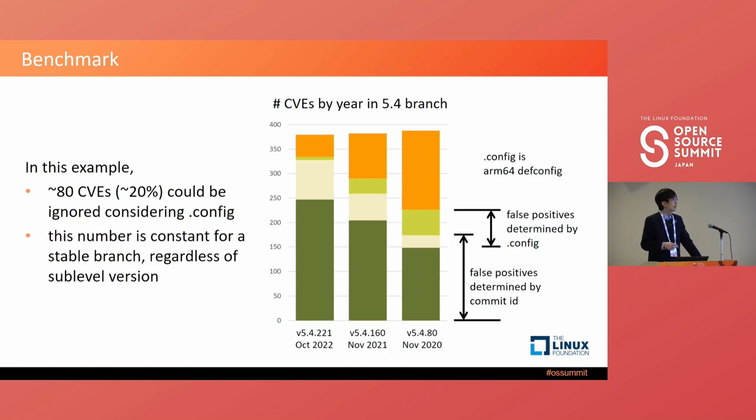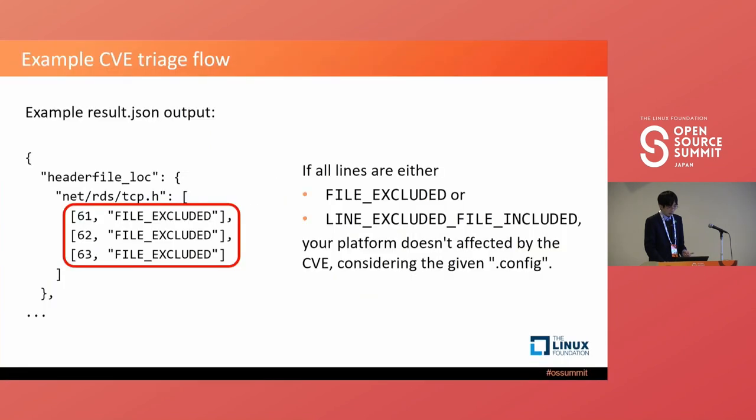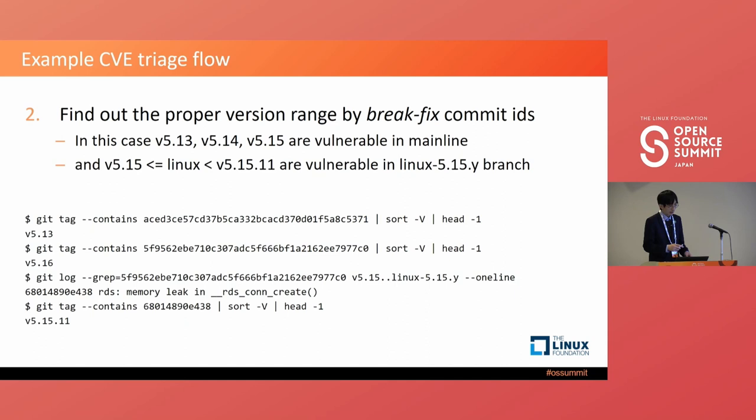What method? I firstly checked, in this case, I suppose that we are using 5.15.10. So, for example, I'm using 5.15.10. Firstly, I have to determine the version range that is affected by the CVE in mainline. So, in this case, in mainline, the bug was introduced in 5.13 and fixed in 5.16. Yeah. These versions are mainline versions.